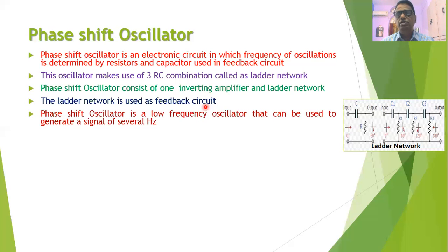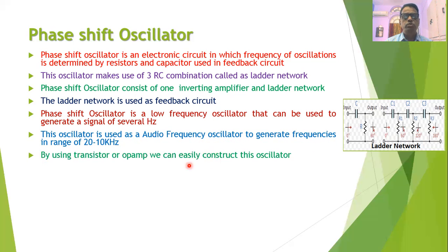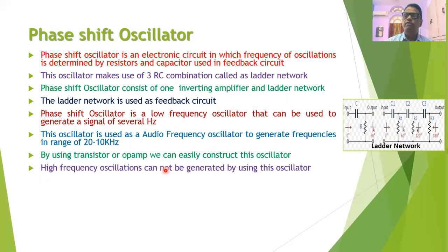Phase shift oscillator is a low frequency oscillator, and it is possible that frequencies in the audio range or up to several hertz can be generated by making use of the phase shift oscillator. Audio frequency oscillator is a phase shift oscillator, and it can be used to generate frequencies up to 10 kilohertz. By using a transistor amplifier or an operational amplifier, we can construct the phase shift oscillator. High frequency oscillations cannot be generated by the phase shift oscillator because this is specifically designed to generate only low frequencies.